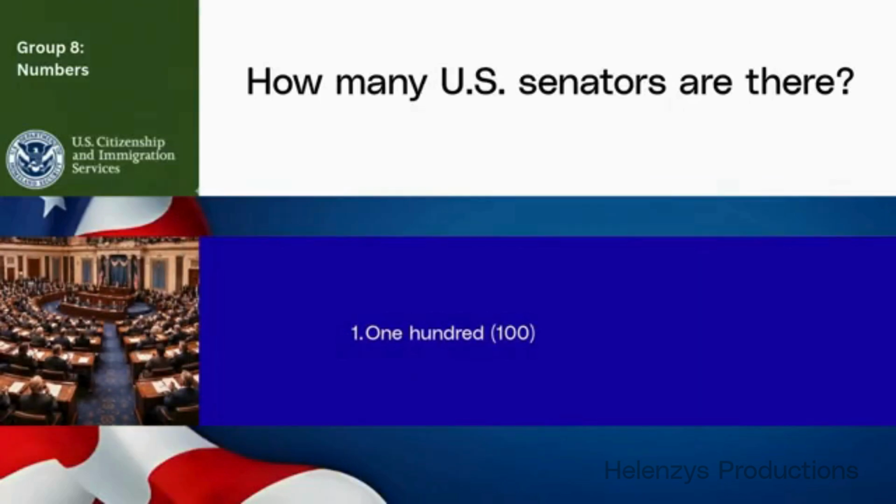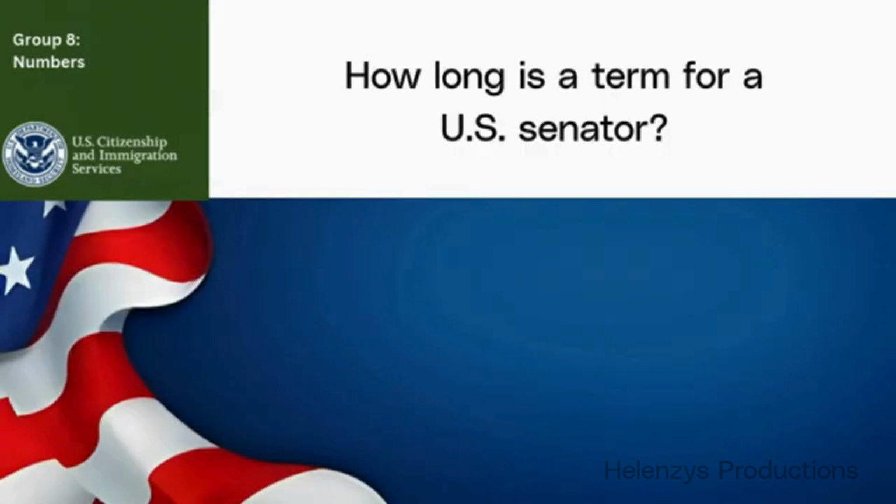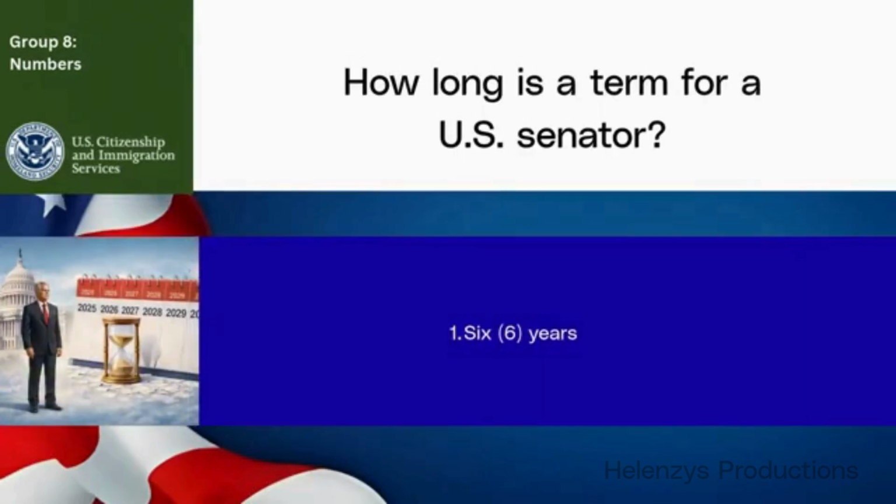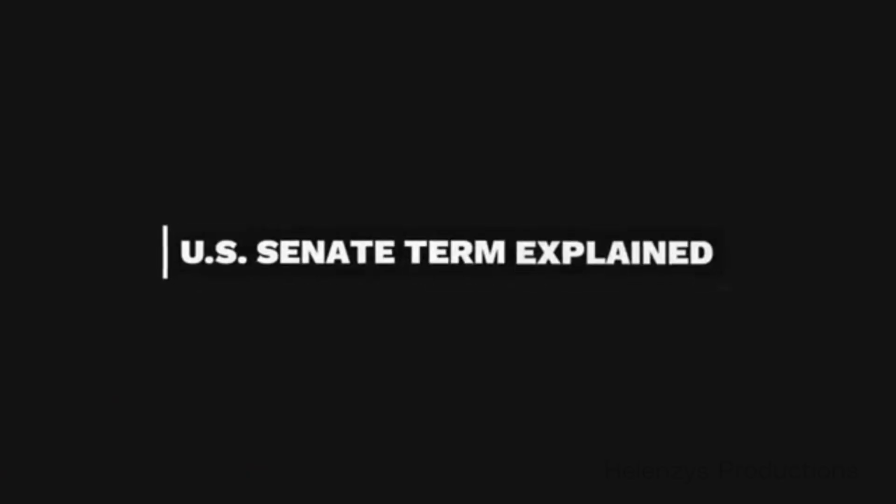Quick recall. How many U.S. senators are there? 100. How long is a term for a U.S. senator? 6 years.